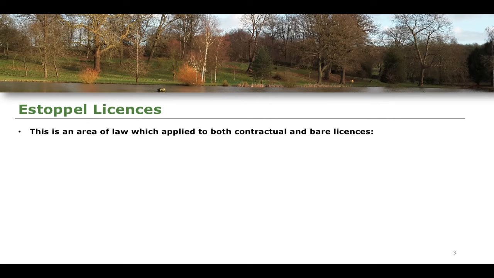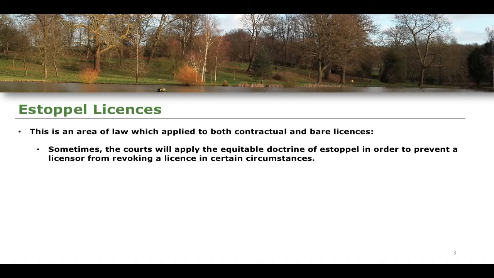And really, we're just going to begin by thinking about the idea of an estoppel license. It's an area of law which can be applied to both contractual licenses as well as bare licenses. Sometimes this requires the court to apply the equitable doctrine of estoppel in order to prevent a licensor from revoking a license in certain circumstances.